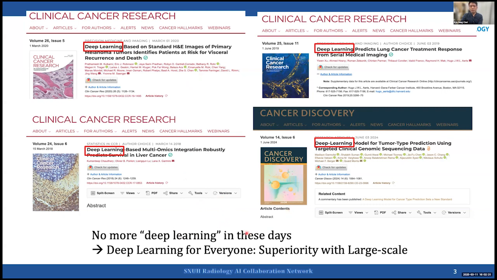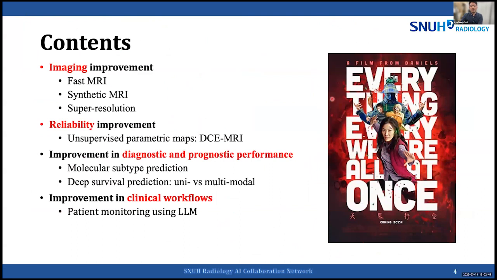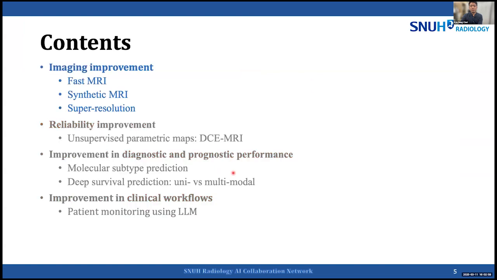because neural networks are already proven to surpass any other algorithms when sufficiently large data is trained by a sufficiently large model with sufficiently large epochs. Likewise, in the field of glioma imaging, deep learning has been deeply integrated into everything everywhere. They're improving the imaging itself and reliability, diagnostic and prognostic performance, and also clinical workflows.